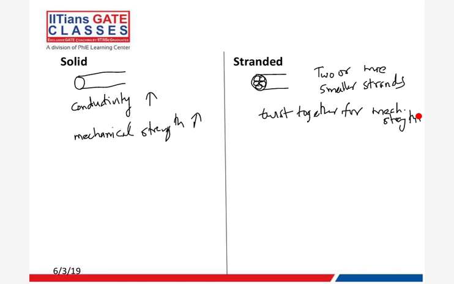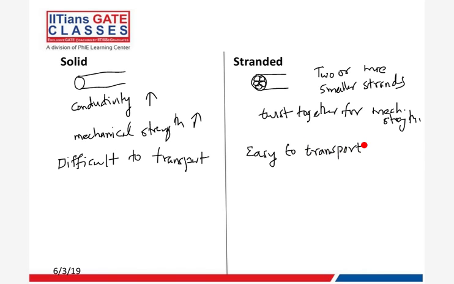All right. One of the bigger problems is that the solid conductor is difficult to transport. Suppose you are building a transmission line, this is difficult to transport. The standard conductor is easy to transport. So far, except for the transportation part, solid conductor is winning.